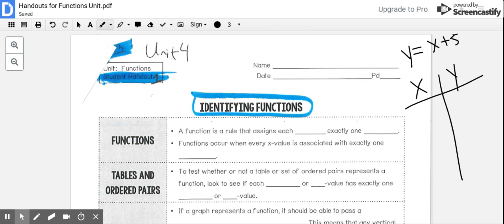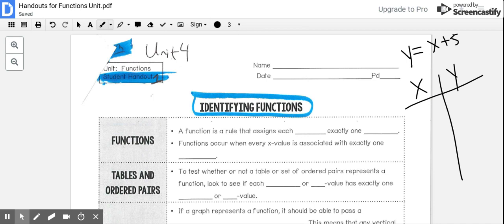Okay, we are back here with the next unit on functions, and it kind of continues with the last unit. We're going to see a lot of the same stuff with the y-axis, slope. So to get started, we're going to identify what a function actually is.